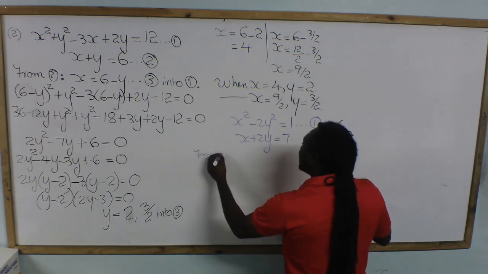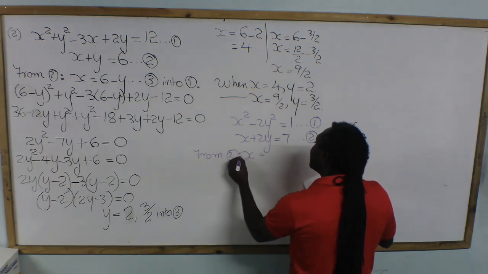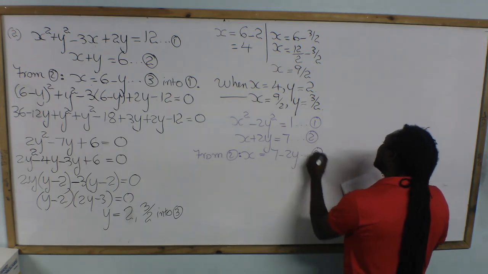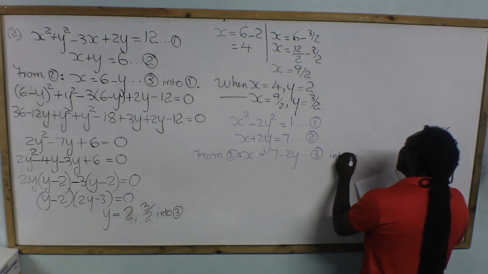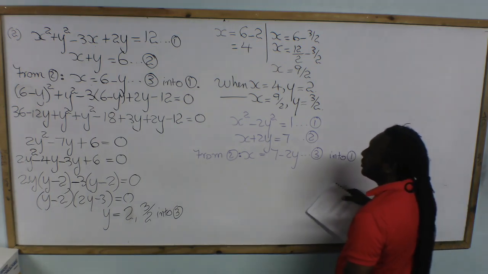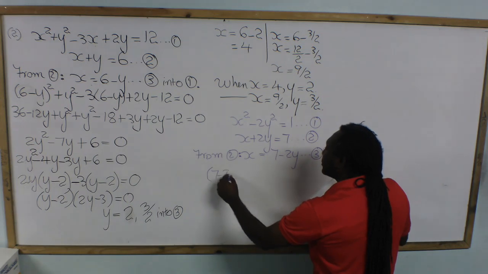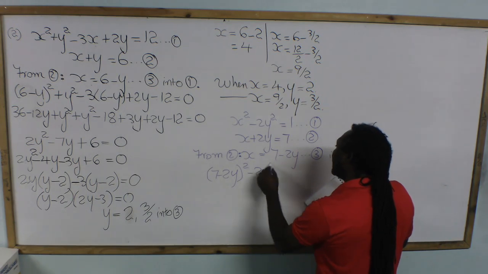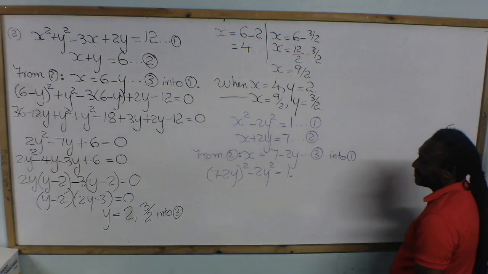Back up. From equation 2, what is x equal to? 7 minus 2y. That is your equation 3 that you put into equation 1. When you put that into equation 1, what do you get? 7 minus 2y, oh, brackets, 7 minus 2y all squared minus 2y squared is equal to 1.